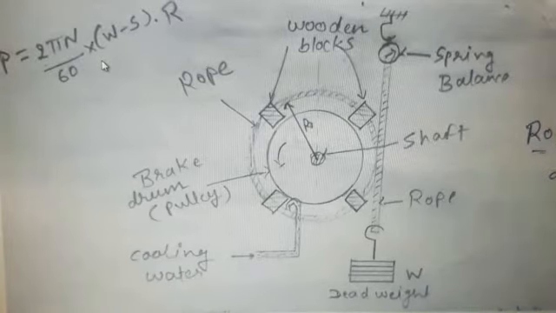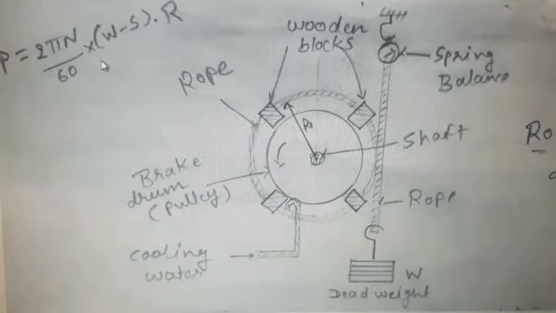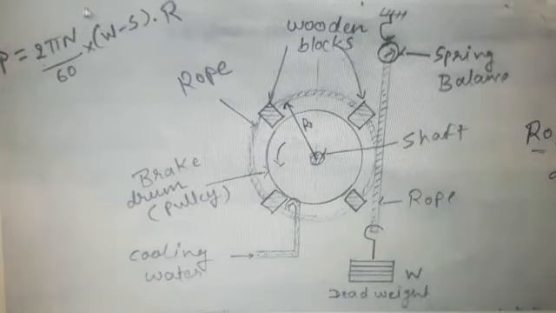So in rope brake dynamometer, first of all we have to know what a dynamometer is. Dynamometer means it is a device which measures the power of a shaft or brake drum. Clear? So a rope brake dynamometer consists of 1, 2 or more ropes wound around the rim of a pulley, or you can say a brake drum, or a flywheel which is keyed to the shaft of an engine.